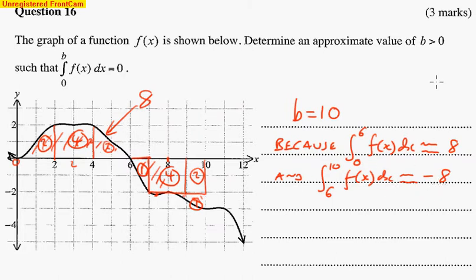I always like, when you've got 3 marks, try and do some sort of explaining what you've actually done. But there we go. It should be about 10. That's that.